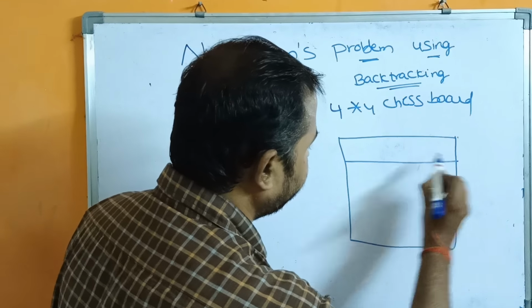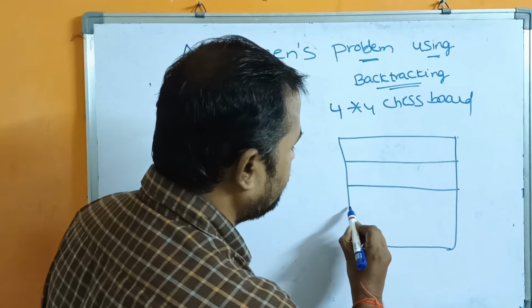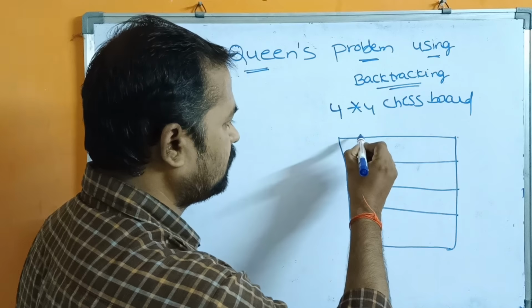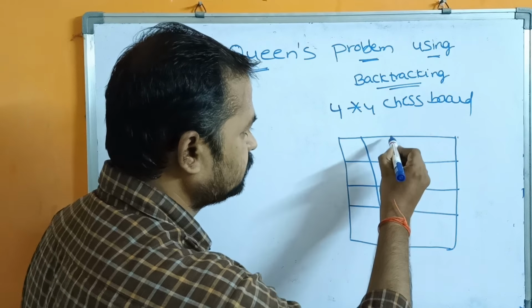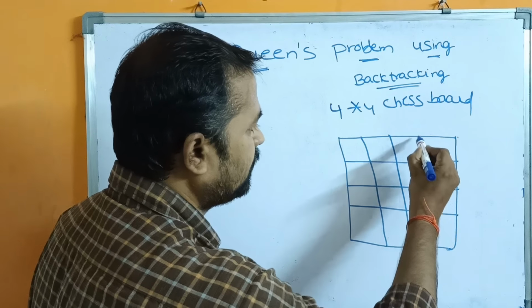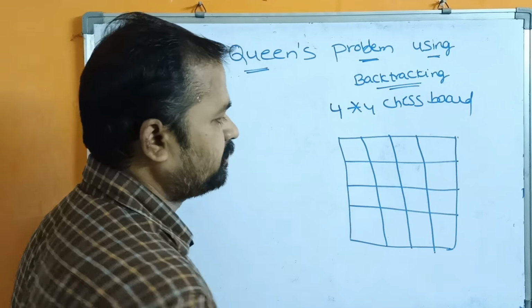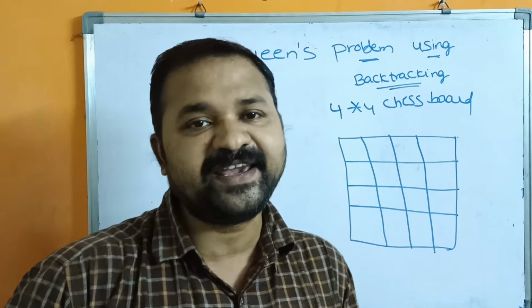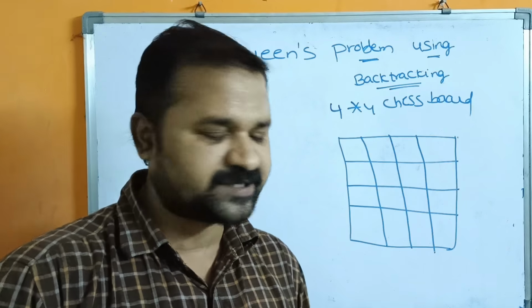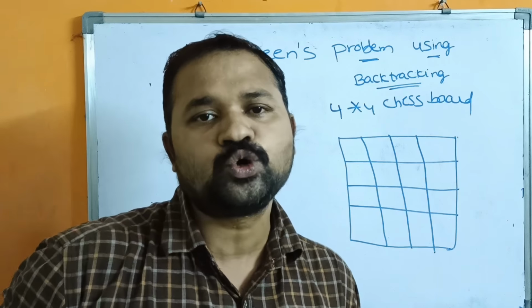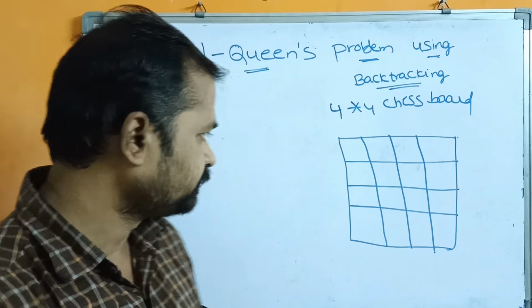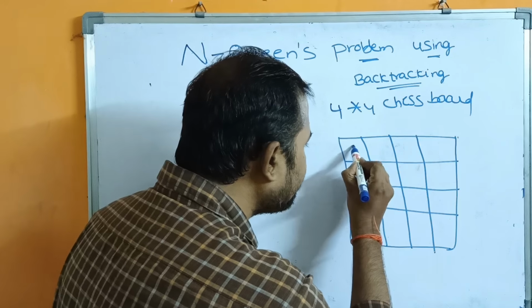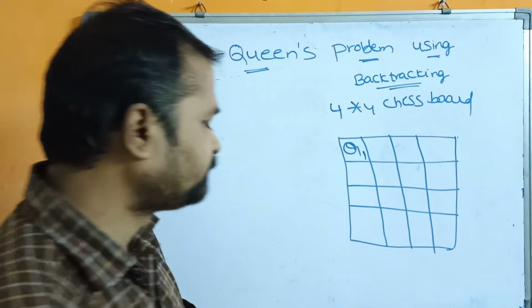So first row, second row, third row, fourth row. Next first column, second column, third column, fourth column. So now what is our target? We have to place 4 queens in the corresponding chessboard such that no 2 queens are under attack. So let us place Q1 in first row, first column.